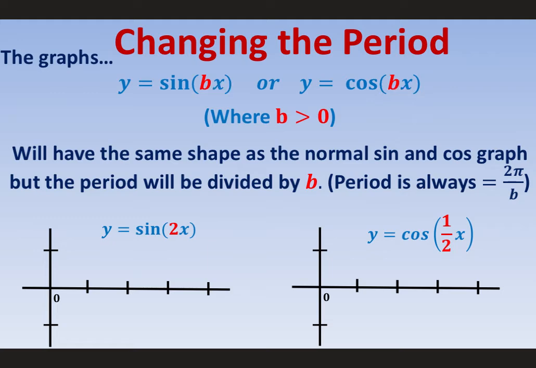Now, here's the deal. That b value is not our period, so it's not like amplitude, but it's what we call our period modifier. So we'll have the same shape, the normal sine and cosine graph, but the normal period, which is normally 2 pi, is going to be divided by whatever that b value is. So our period is normally 2 pi, but we're dividing by that b value.